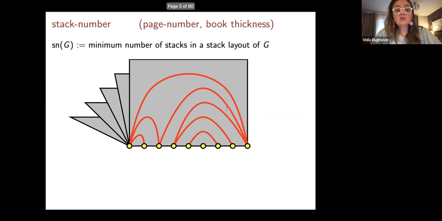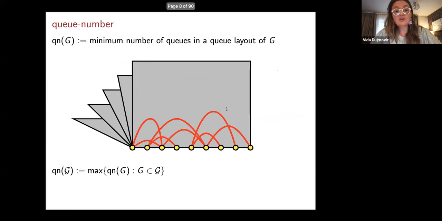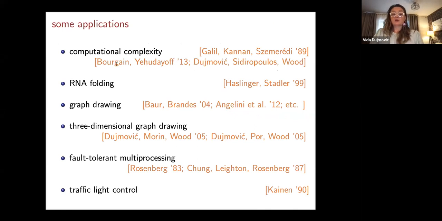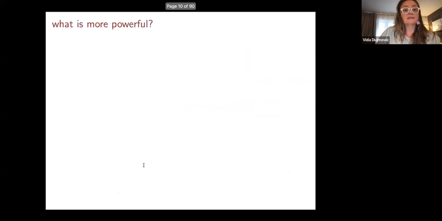But these ones, stacks and queues, actually appeared in various applications over the years, from graph layouts to computational complexity. I'm not going to go into depth into any of these, just so you know that these are not completely artificial notions, that they come naturally in a number of applications. So this talk will be about the stack number and queue number of the graph, the relationship between the two, and what we've learned over the years.